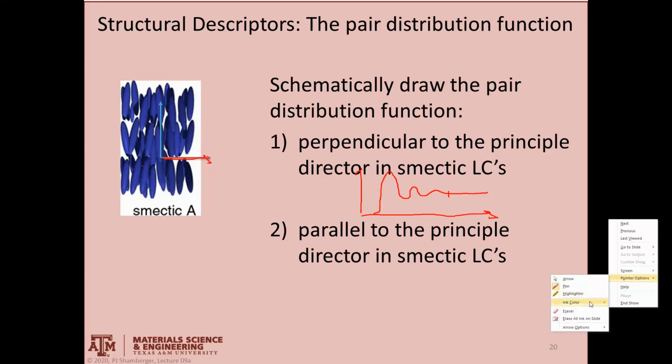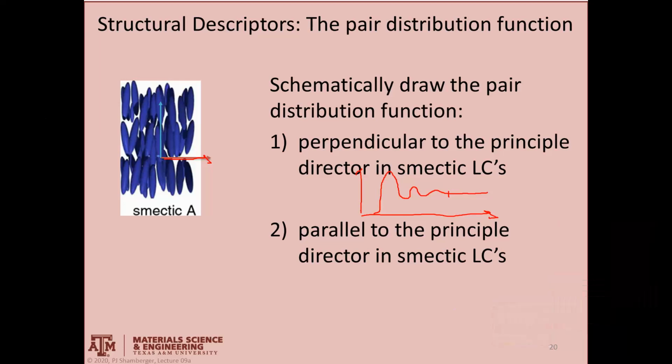But that's going to look very differently if we're thinking about a pair distribution function that is parallel to the principal director. And what that means is along the direction that these molecules are pointing, that's also perpendicular to the layers. And so as opposed to this first direction, now there's a pretty rigid periodicity where these molecules tend to find themselves either in a layer or not in a layer. And so I'm just going to say that this extends out some distance.